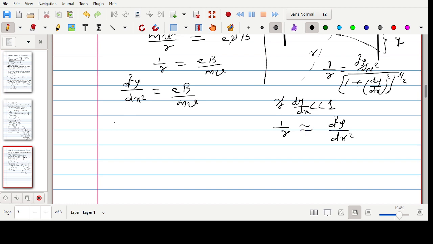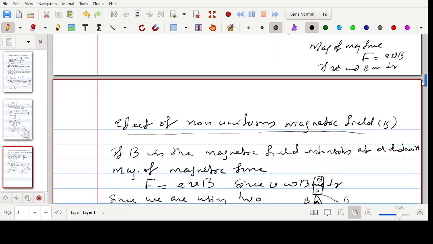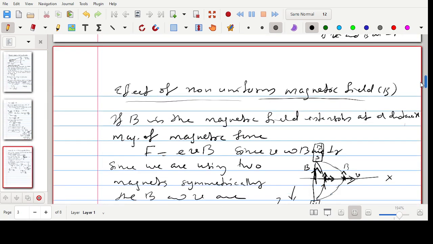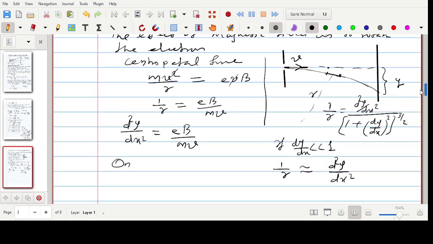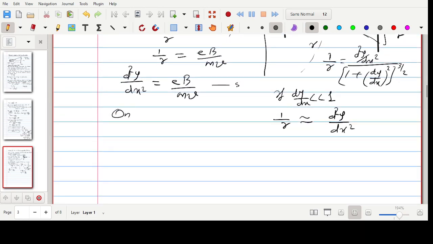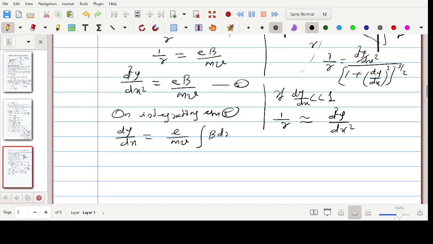This is equation 4, and this equation I am taking as equation 5. On integrating equation 5, you will have dy by dx equal to e by mv, which is constant, times the integral of B dx. So this is equation 6.